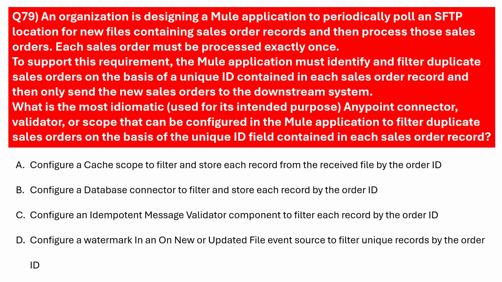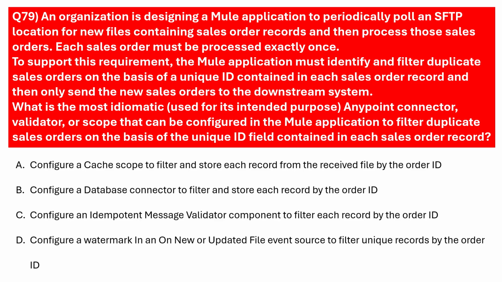Q79. An organization is designing a Mule application to periodically poll an SFTP location for new files containing sales order records and then process those sales orders. Each sales order must be processed exactly once. To support this requirement, the Mule application must identify and filter duplicate sales orders on the basis of a unique ID contained in each sales order record, and then only send the new sales orders to the downstream system. What is the most idiomatic Anypoint connector, validator, or scope, used for its intended purpose, that can be configured in the Mule application to filter duplicate sales orders on the basis of the unique ID field contained in each sales order record?